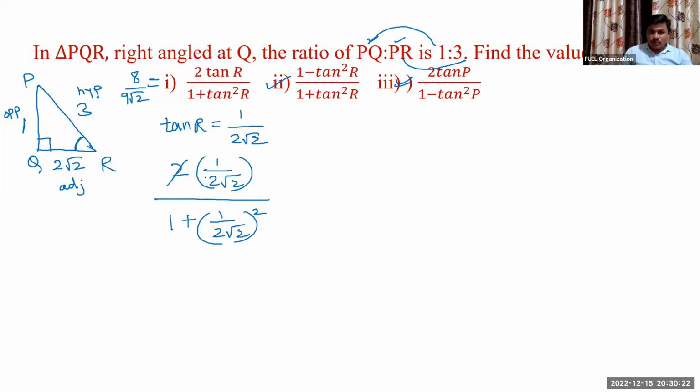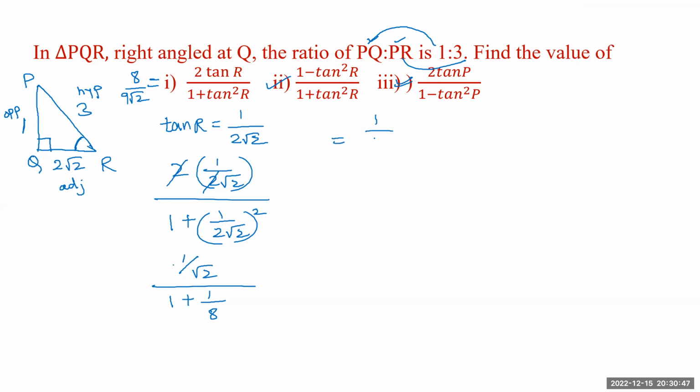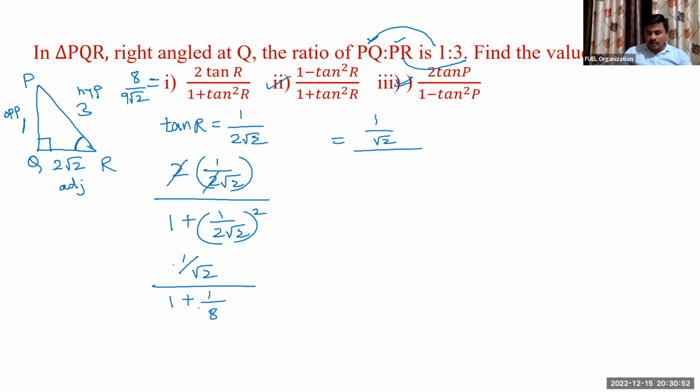So now these two get cancelled because both are in multiplication. So in the numerator, what is left? 1 by root 2. And what about in the denominator? If you square, you will get 1 plus 1 by squaring. Just now we did, 2 square will become 4 and square root of 2 will become 2. So 4 2s are 8, directly I will write 8. Now further simplification: 9 by 4. And here 8 plus 1 is 9, so 9 by 8 you will get.